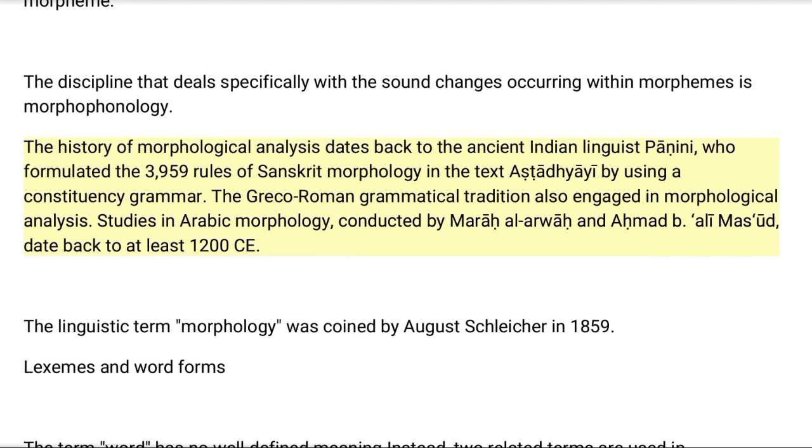The history of morphological analysis dates back to the ancient Indian linguist Panini, who formulated the 3,959 rules of Sanskrit morphology in the text Astadhyayi by using a constituency grammar. The Greco-Roman grammatical tradition also engaged in morphological analysis. Studies in Arabic morphology, conducted by Mara al-Arwa and Ahmad b. Ali Masud, date back to at least 1200 CE. The linguistic term, morphology, was coined by August Schleicher in 1859.